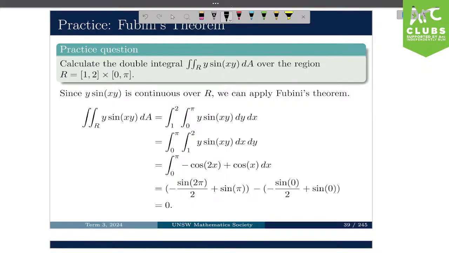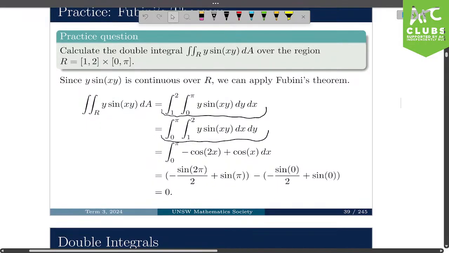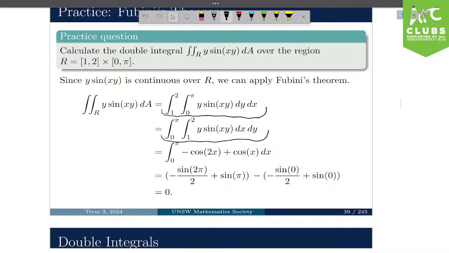So since y sin(xy) is continuous over R, we can apply Fubini's theorem to rearrange the integral to integrate dx first. And then integrating y sin(xy) with respect to x should just yield negative cos(xy). If you just apply a quick u substitution, you'd end up getting that. And then we substitute y equals 2 and 1 into that to get negative cos 2x plus cos x. And then we integrate again to end up getting negative sin 2x on 2 plus sin x. Substituting our values, we actually end up getting 0.